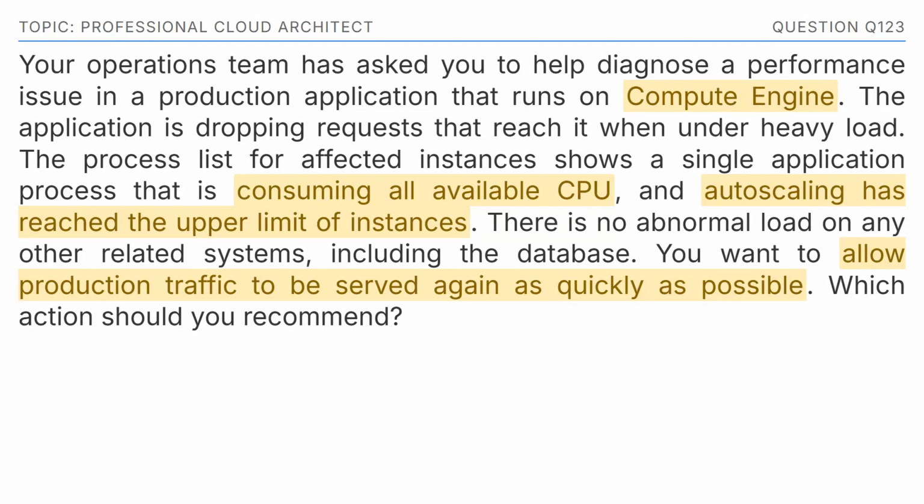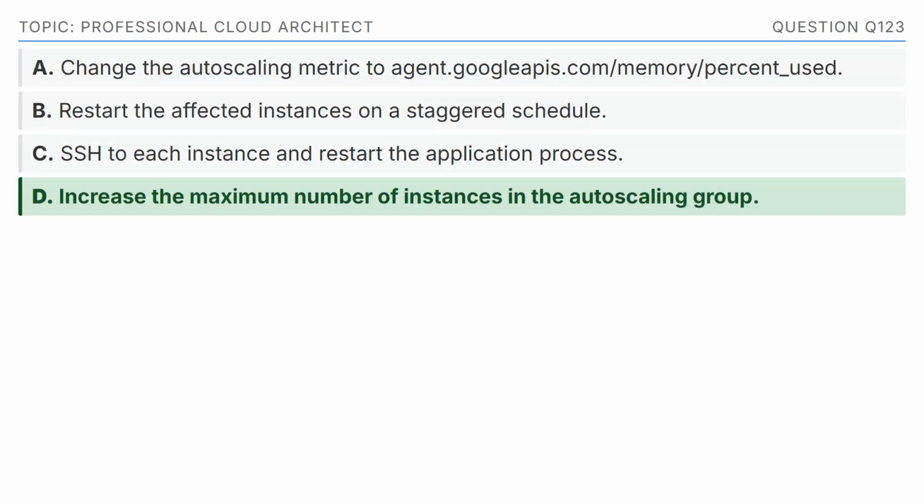To arrive at the correct answer, we focus on the keywords: Compute Engine, consuming all available CPU, autoscaling has reached the upper limit of instances, allow production traffic to be served again as quickly as possible. The correct answer is option D, increase the maximum number of instances in the autoscaling group.